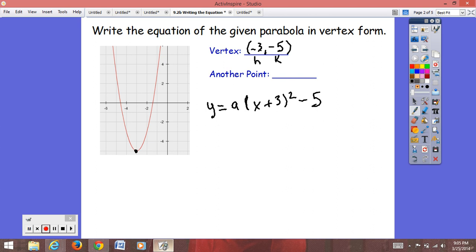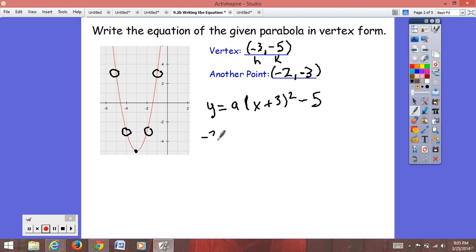So there are a few points we can use here. We can use this one at (-1, 3), or (-5, 3). Also, we could use (-2, -3) or (-4, -3). I'm going to choose the point (-2, -3). So we plug that in for x and y.